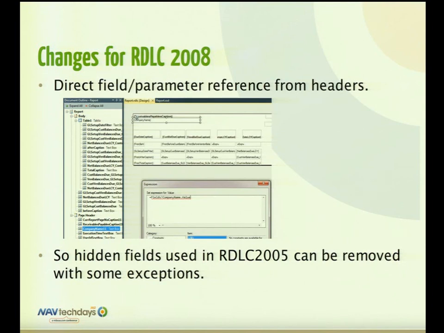With RDLC 2008, the header is able to refer to the dataset directly, and we can get rid of many hidden fields, which is a great advantage, and that helped us in cleaning up a lot of our reports. But like I mentioned here, you won't be able to remove all the hidden fields, which is also based on some design decisions in the application that we have made, and I'll speak about that in the next slide.